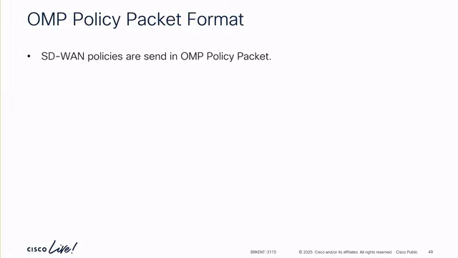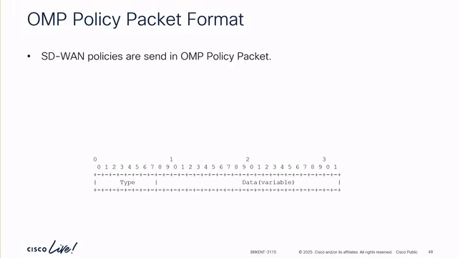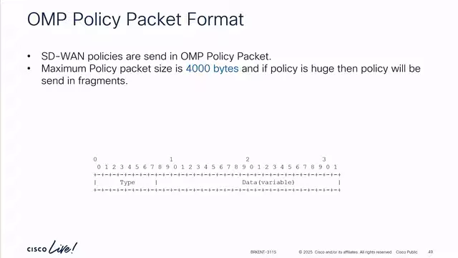So now we're going to talk about how the policies are sent through OMP into your SD-WAN fabric. We already talked about the policy packet that is used in the OMP protocol. So the OMP policy packet looks like this. We have a 1-byte type field and then variable length data. The maximum policy packet size can be 4,000 bytes. And the type field can be policy complete, start, more, and delete, right?